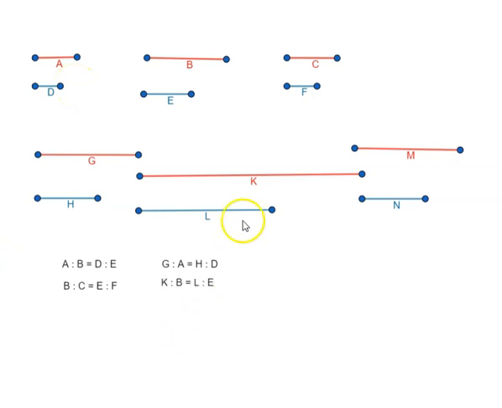Similarly, K is to B as L is to E, again, because they are equimultiples of B and E. And the same way, M is to C as N is to F, again, because they are equimultiples of C and F.